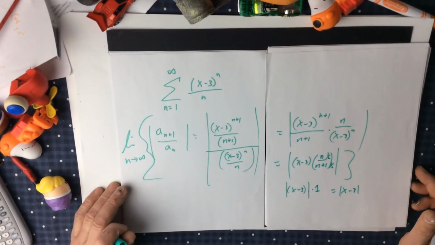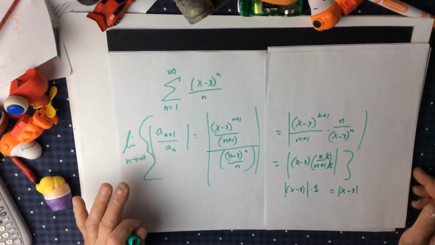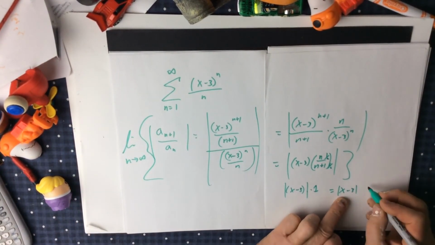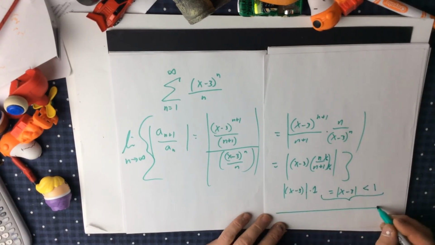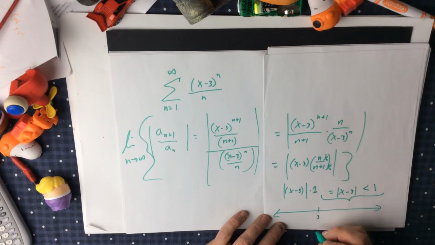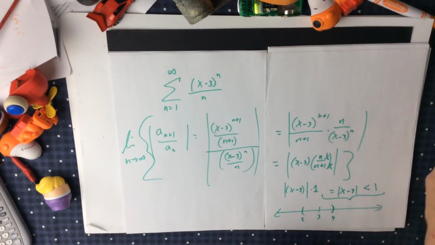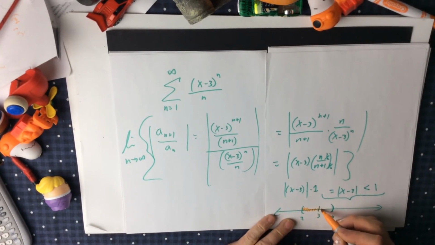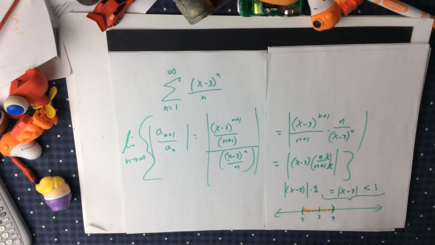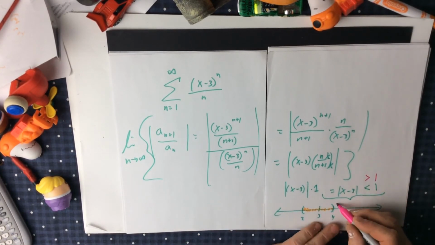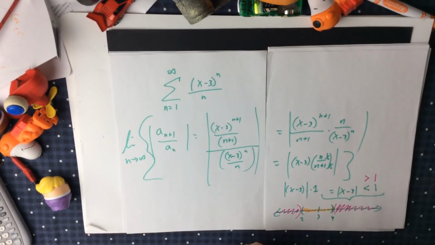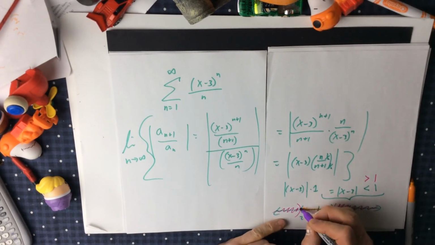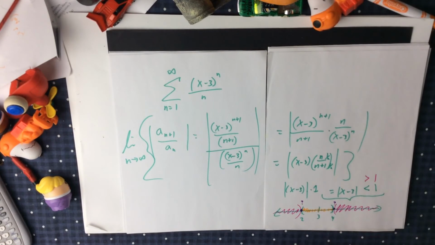So the ratio test tells us this series will converge if the ratio test value is less than 1. Now, from Calc 1, you should be good at knowing what this looks like, but if not, I'll remind you. It's an interval, centered at 3, radius 1, and so we know for certain that we have convergence inside of here because the ratio test is less than 1. And if it was greater than 1, we know we have divergence, so it's diverging out there. And what's left is the question of what is happening here. Is it going to converge or diverge at the numbers 2 and 4?